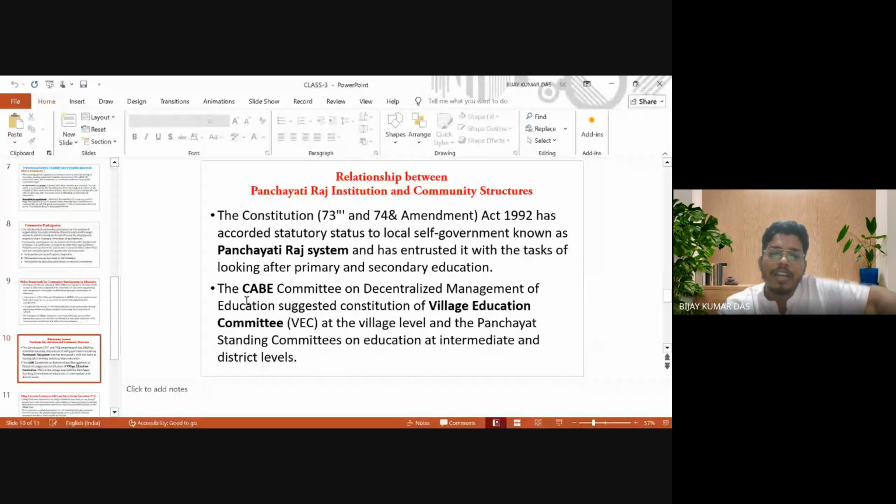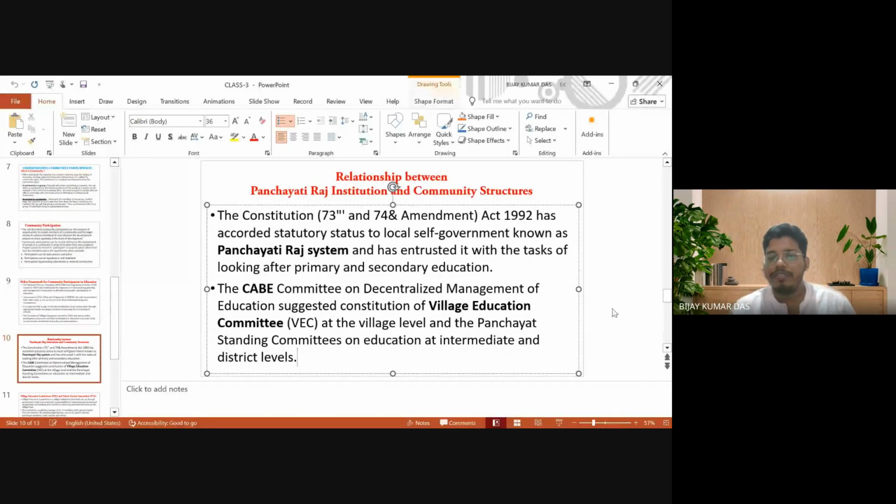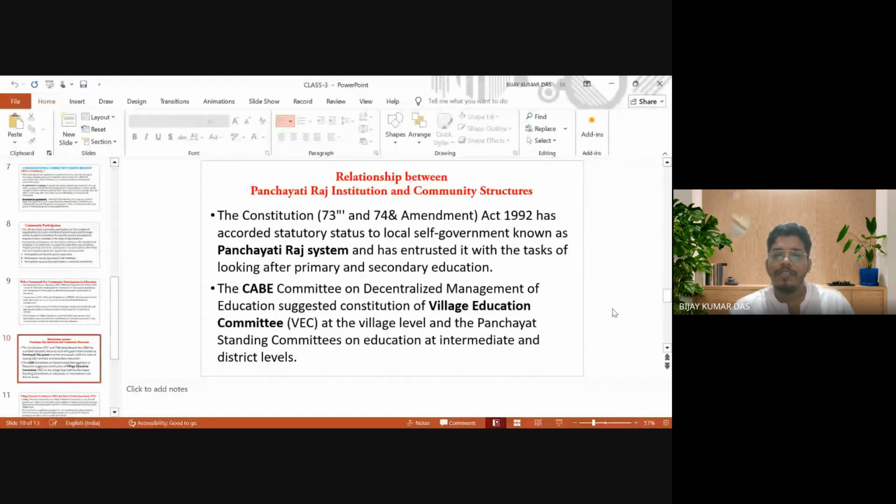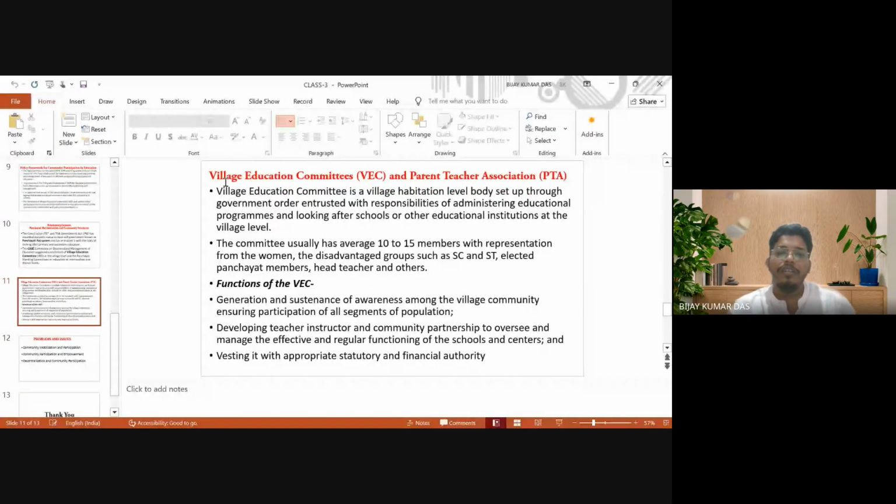CAB, the Central Advisory Board of Education Committee on Research and Management of Education, suggested the institution of Village Education Committees. VEC at village level and Panchayat Raj standing committee on education at intermediate and district levels. Then we see village education committee VEC and parent teacher association PTA.